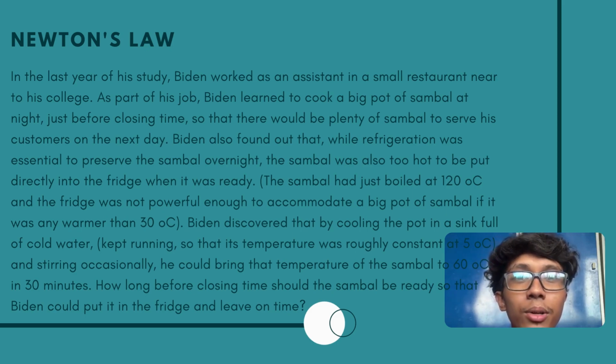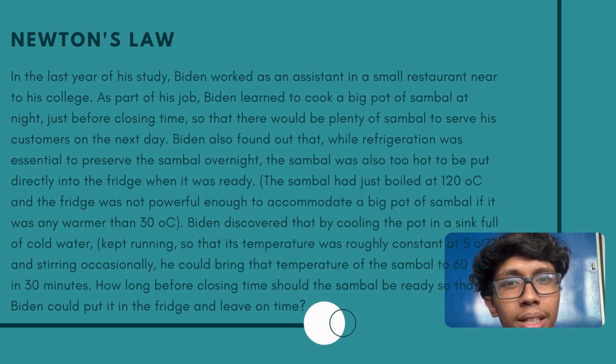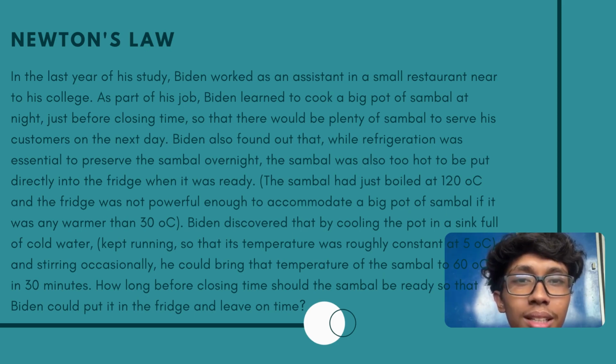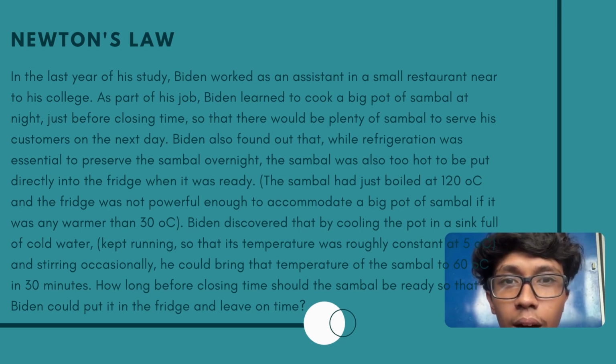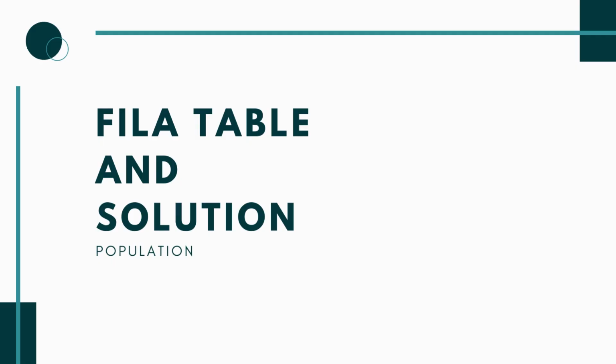Biden discovered that by cooling the pot in a sink full of cool water, kept running so that its temperature was roughly constant at 5 degrees, and stirring occasionally, he could bring the temperature of the sambal to 60 degrees in just 30 minutes. How long before closing time should the sambal be ready so that Biden could put it in the fridge and leave on time?